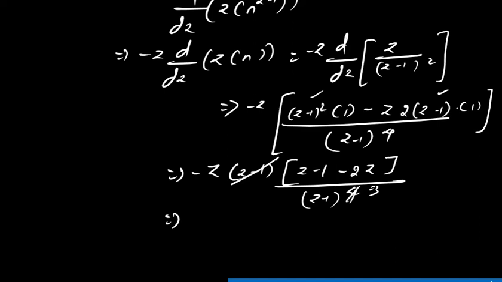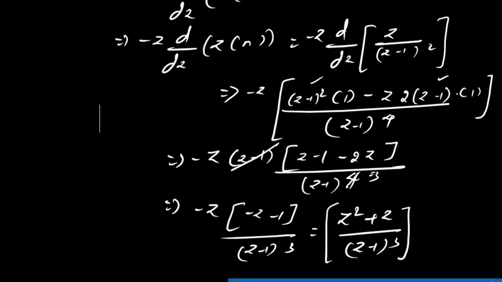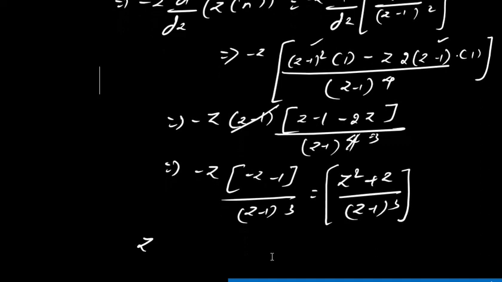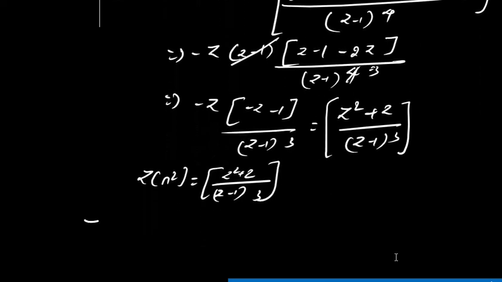But whatever the answer we get, we are supposed to apply the damping rule as per the question, right? So it's minus z into z minus 2z is minus z minus 1, divided by z minus 1 the whole cube. So minus of minus plus, so it is z square plus z by z minus 1 the whole cube. This is just a simplification of z transform of n square, that we have got: z square plus z by z minus 1 the whole cube. But our question is not n square, our question is n square into a power n, right?